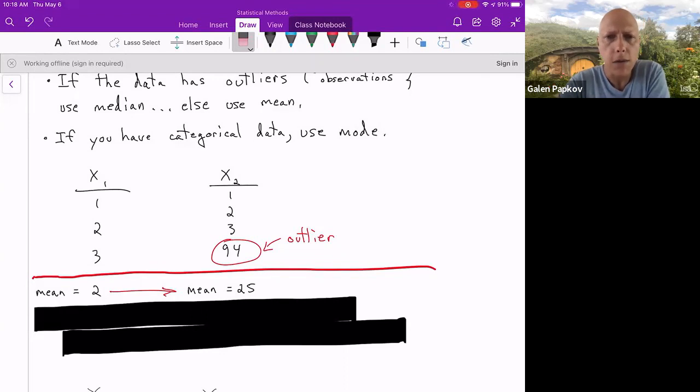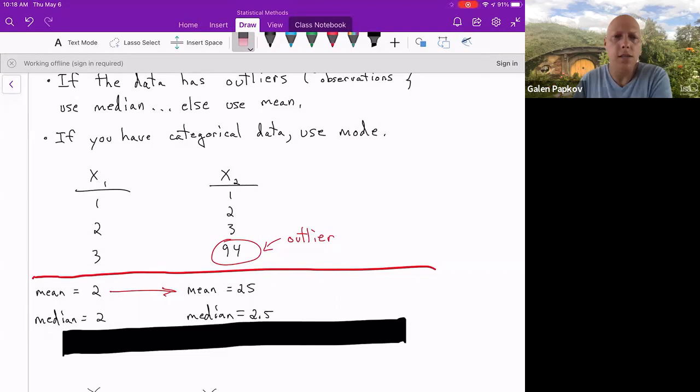The x2 column, though, has 4 values, so there isn't a middle number, but there's 2 middle numbers. 2 and 3 are perfectly in the middle of this even numbered data set. And so the median is going to be the average of those 2 middle values. So the average of 2 and 3 is 2.5.